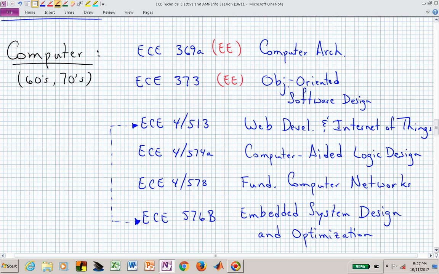Then if you're interested in computer networks, how do you connect all of these computers into a network? That's 478, 578.